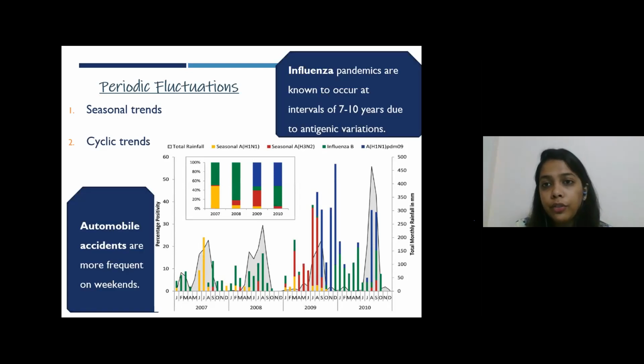Then you have cyclic trends. For example, influenza pandemics are actually known to occur every 7 to 10 years because there's a variation in the antigens. Or we see automobile accidents are much more frequent in weekends because you have many more people on the road who are moving. So these are cyclic trends which will happen in a cyclic or repetitive manner.